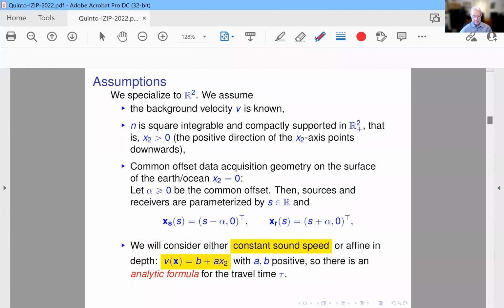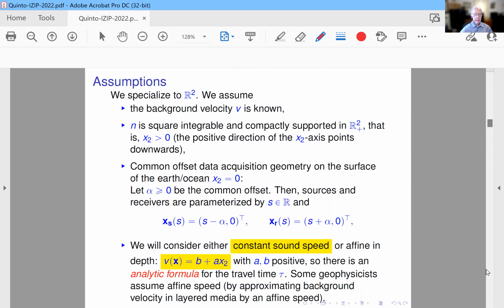Good. Now, in most of the talk, we're either going to consider constant sound speed, or we're going to consider affine sound speed in depth, so that our velocity only depends on the depth and depends on it in an affine way, where since a is positive, the speed increases as we go down, but it starts greater than 0 because of the beta. And the reason is in both cases, there are analytic formulas for the travel time, which allow us to do our calculations, which depend on the travel time.